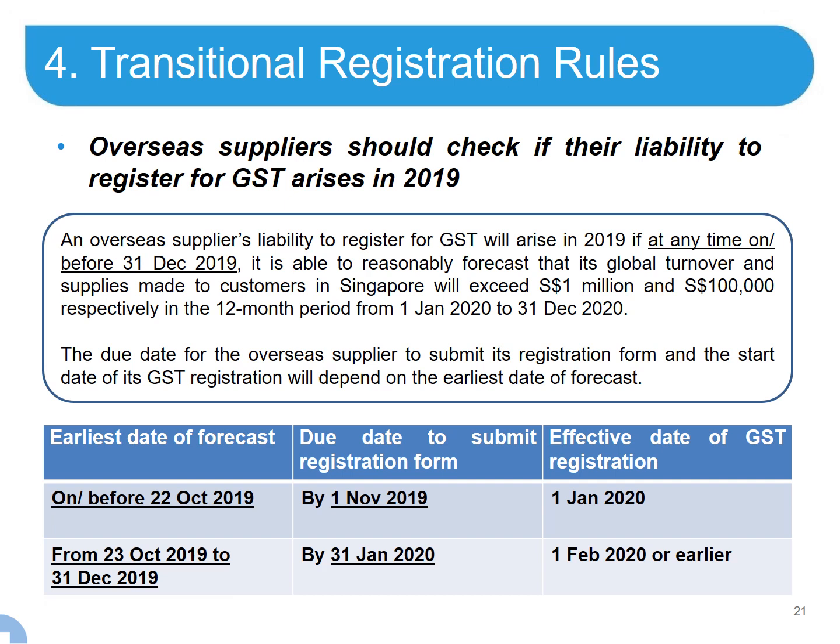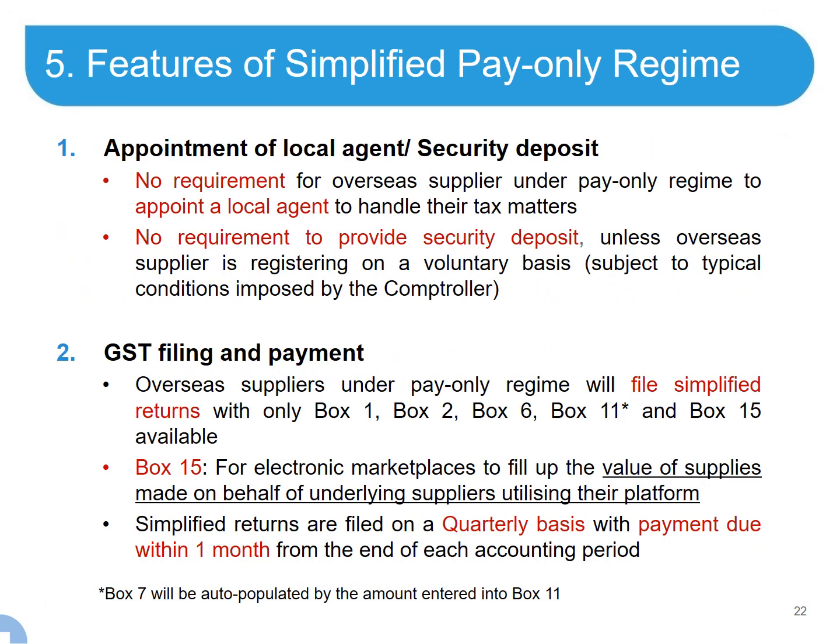Overseas suppliers are strongly encouraged to register on time to avoid any penalties from failing to notify IRAS of their GST registration liability by the due date. We will now explain the features of the simplified pay-only regime that most overseas suppliers will be registered under. Overseas suppliers under the pay-only regime do not need to appoint a local agent to handle their tax matters. They also do not need to provide any security deposit unless the overseas supplier is registering on a voluntary basis.